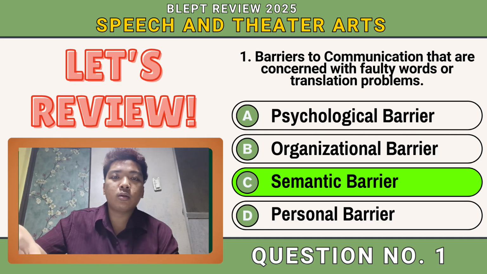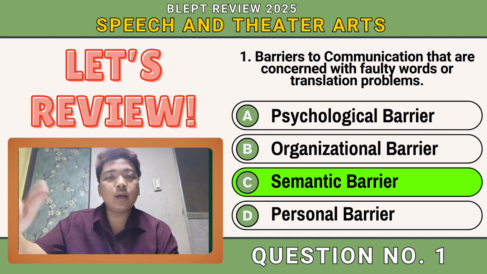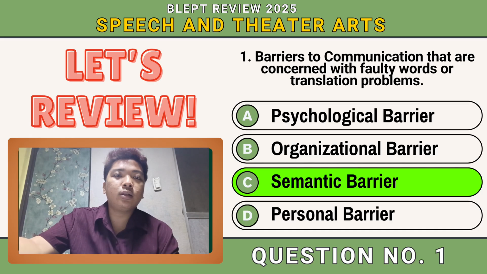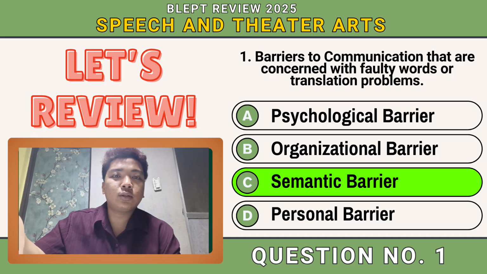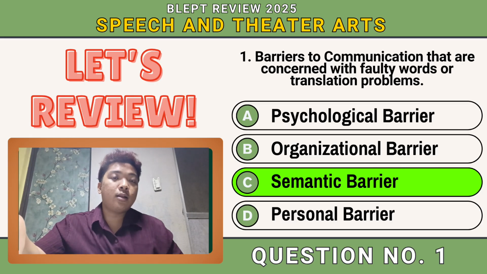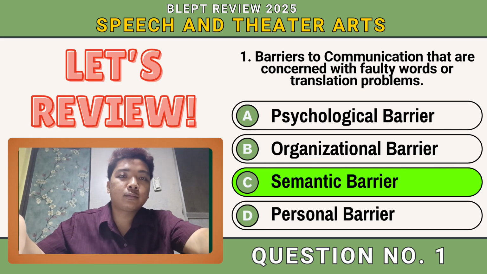organizational, or personal barrier? Because psychological barrier focuses on the mental and emotional state of the individuals involved, while the organizational barrier refers to the obstruction which can take place due to strict organizational structure. Lastly, the personal barrier, these are the hindrances from the personal reasons of both the sender and the receiver.